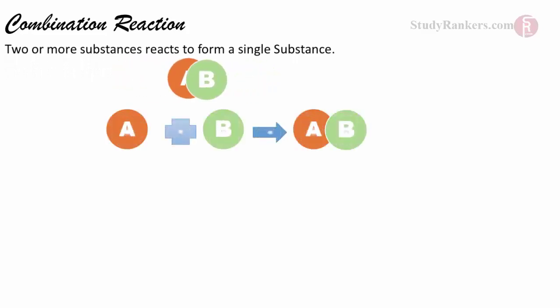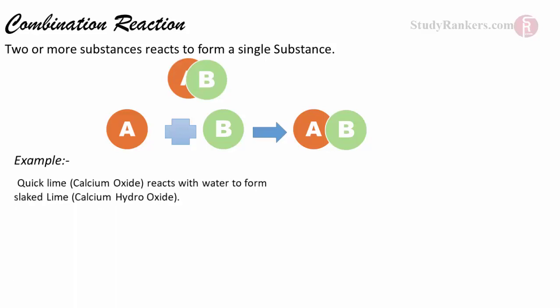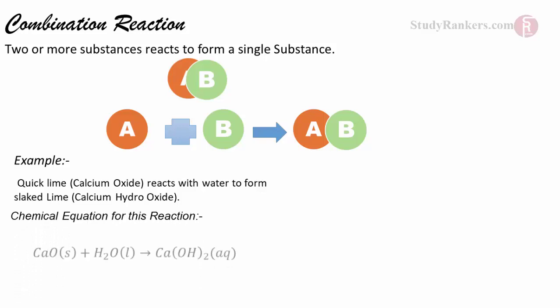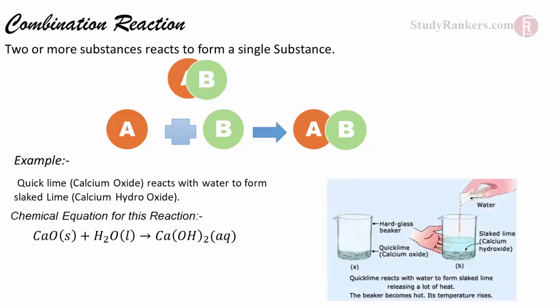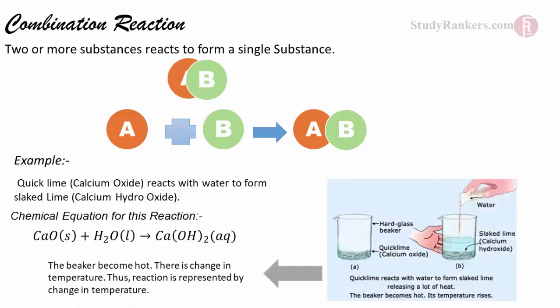In combination reaction, 2 or more substances combine and form a new substance. For example, quicklime, which is calcium oxide, reacts with water to give calcium hydroxide, which is known as slaked lime. We can write a proper balanced equation for the process. The beaker in which the reaction is taking place has become hot. Thus, a change in temperature here indicates the chemical reaction.